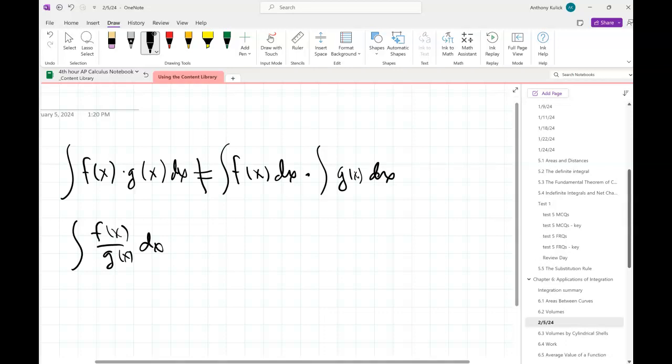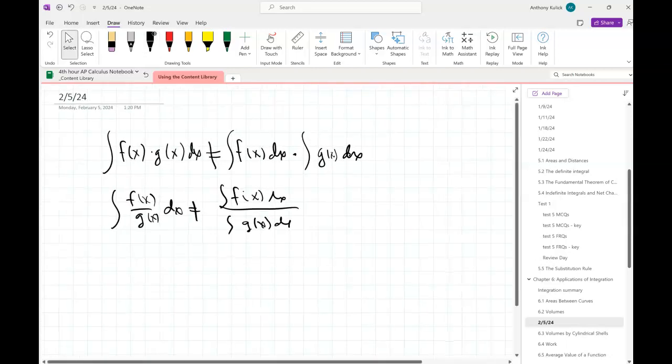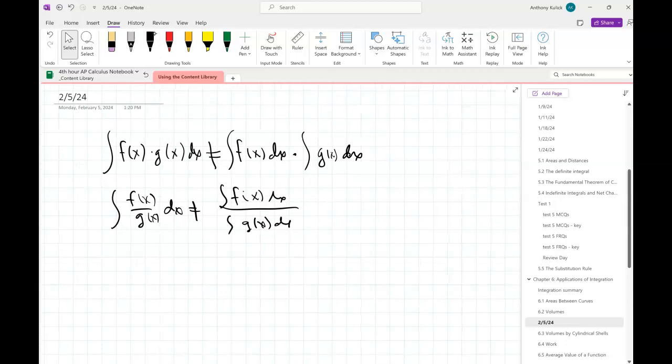If you have, same thing goes with a quotient. If we have an integral of a quotient, it is never, ever the quotient of two integrals. I saw lots of these two things when people were trying to do antiderivatives.